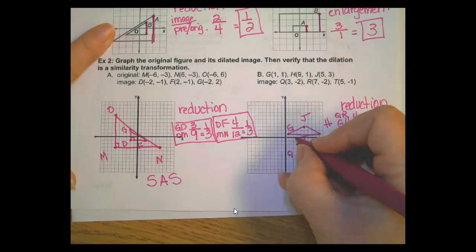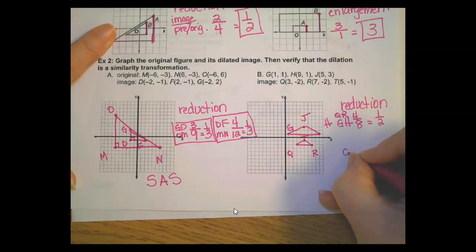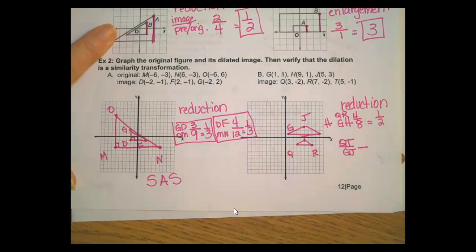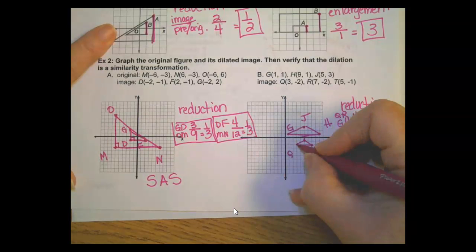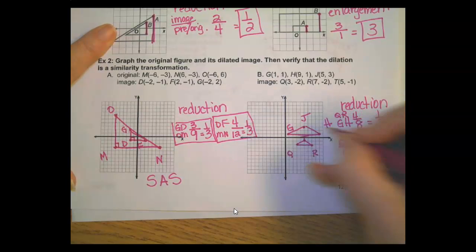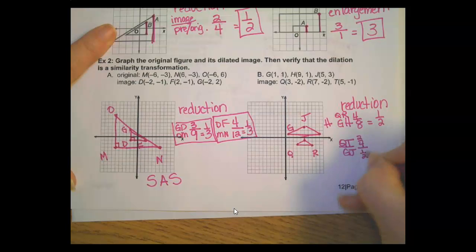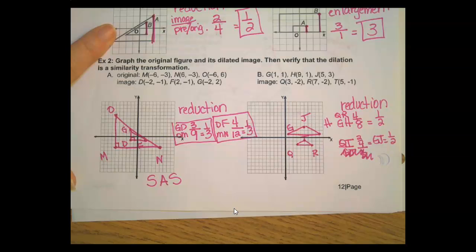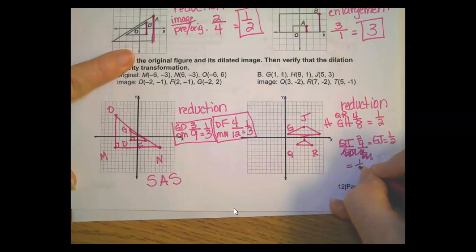Let's do the next one. Let's do G to J. It's my denominator. And Q to T. This time, instead of doing the Pythagorean theorem, I'm going to do slope. So this is up 1 over 2. This is up 2 over 4. Should have done that differently. These simplify to be the same, equals 1/2.